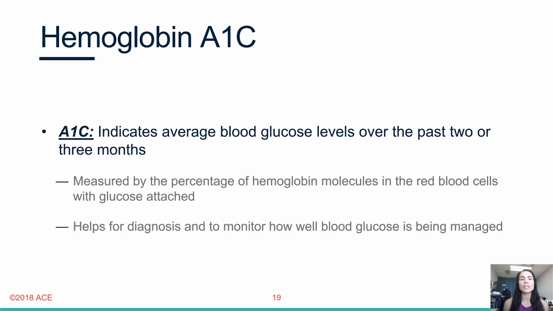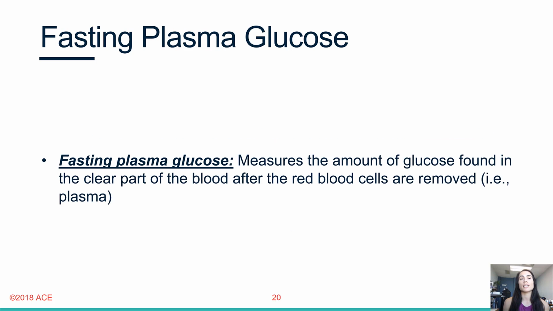This is a commonly used indicator of how well a client is managing their diabetes. It's measured by the percentage of hemoglobin molecules in the red blood cells with glucose attached, and it helps with diagnosis and with monitoring how well blood glucose is being managed. Another term you are likely going to hear is fasting plasma glucose. This measures the amount of glucose found in the clear part of the blood after the red blood cells have been removed, which is known as plasma. It is usually measured after an overnight fast of at least 8 hours.